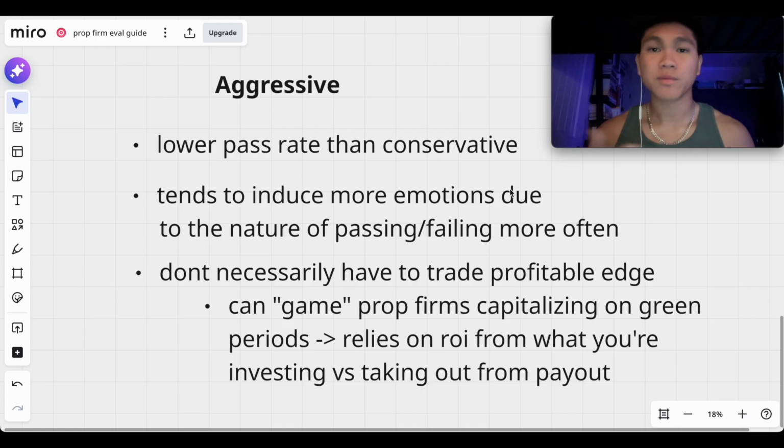And with prop firms, so long as you can pass the evaluations fast and from there move on to funded and win a few more trades in a row, then you can take out more in payouts and therefore have a higher return on investment by only investing, for example, $200 for an evaluation, but getting back $1,000 to $2,000.